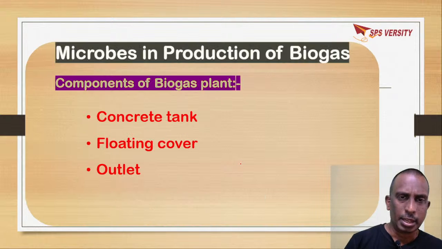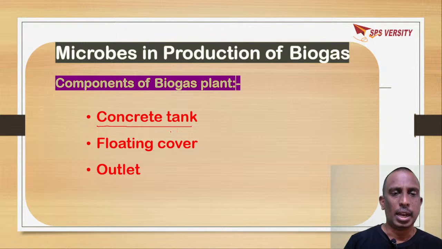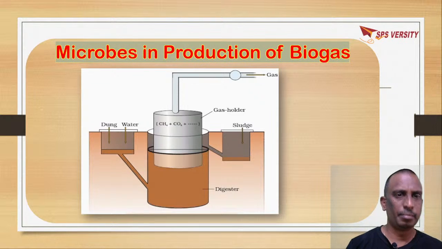If you come to the components of a biogas plant, for this we need a large concrete tank. This large concrete tank is covered by a floating cover, and there should be an outlet as well as an inlet. Here you can see the picture of a biogas plant. This concrete tank is called the digester. On the top of this there is a gas holder which is made of iron or any other metal.